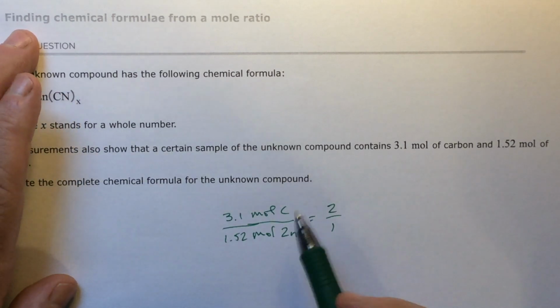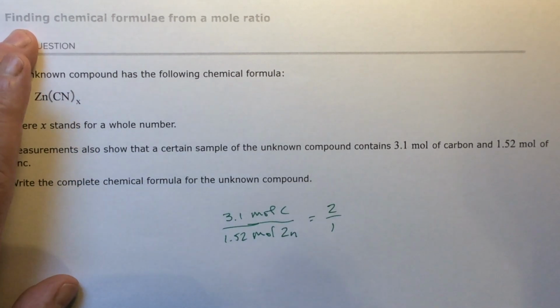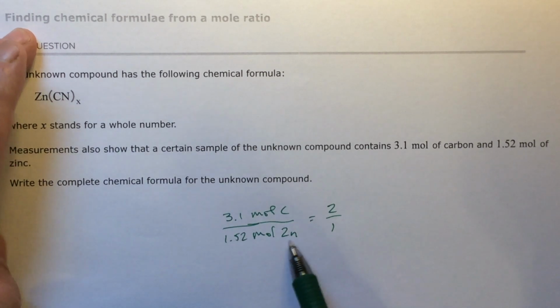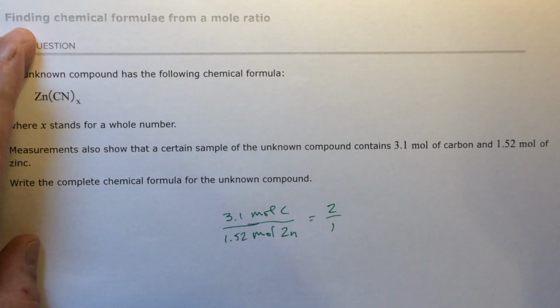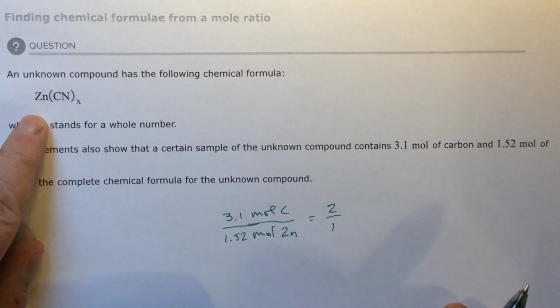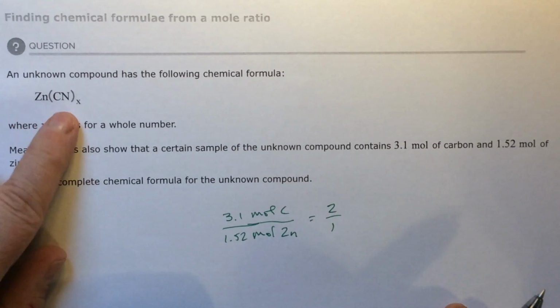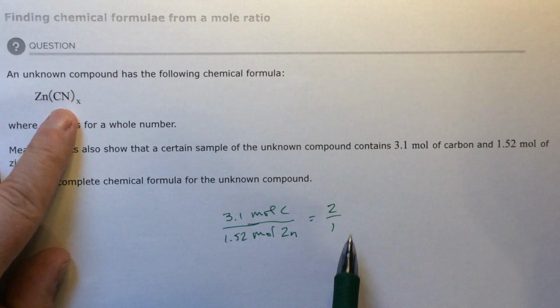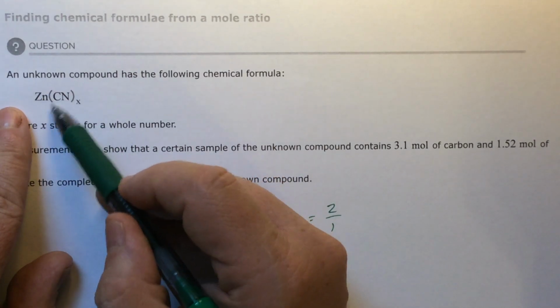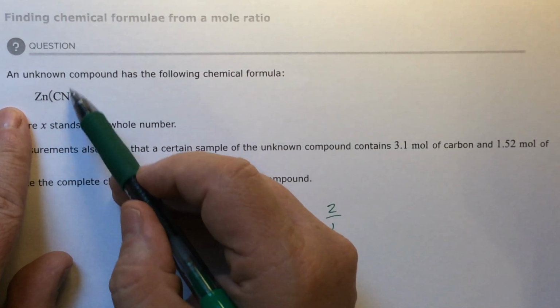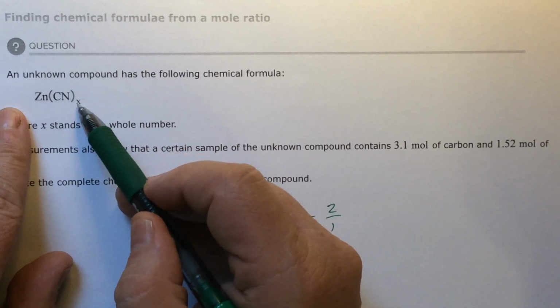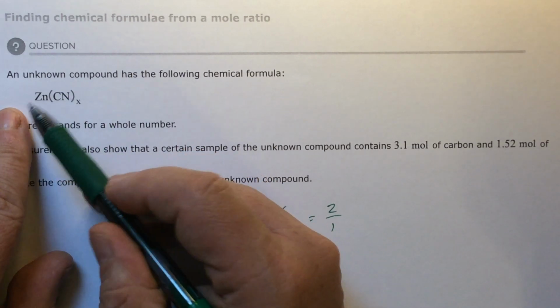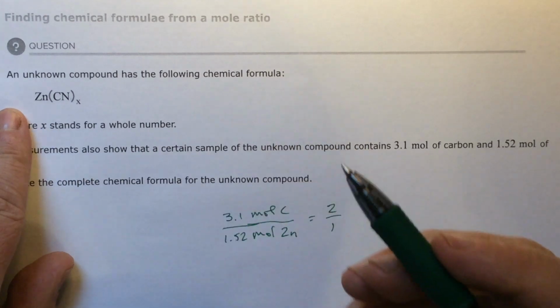What that means is there's twice as much carbon as zinc. Or for every 1 zinc atom, there's 2 carbon atoms. Well, look back here. This is saying for every 1 zinc atom, how many carbon atoms will there be? There'll be 2, because it's a 2 to 1 relationship. So that means the cyanide here, the carbon and the nitrogen combined, is going to be doubled so that I end up with 2 carbons, because it's a 2 to 1 relationship.